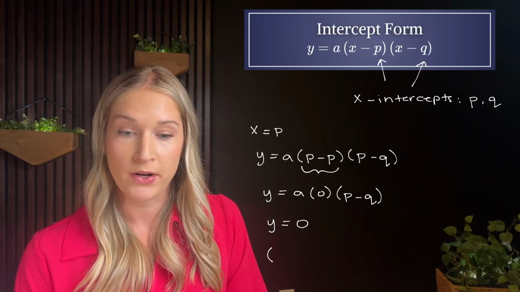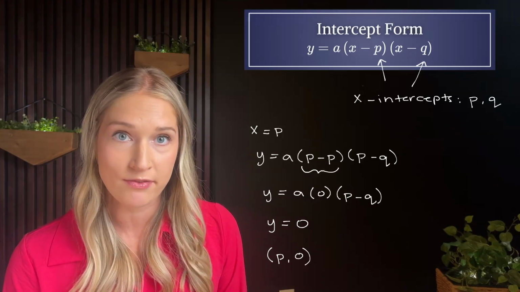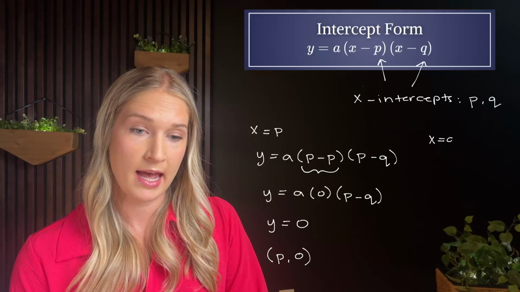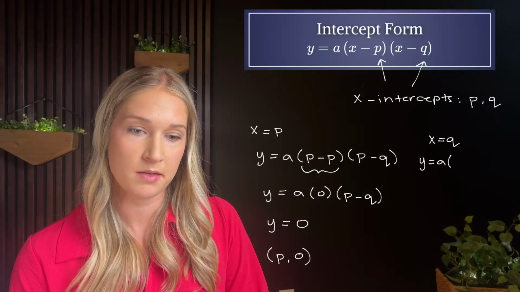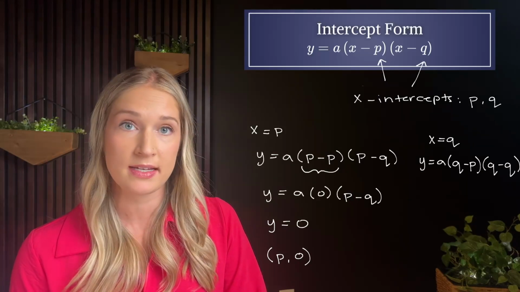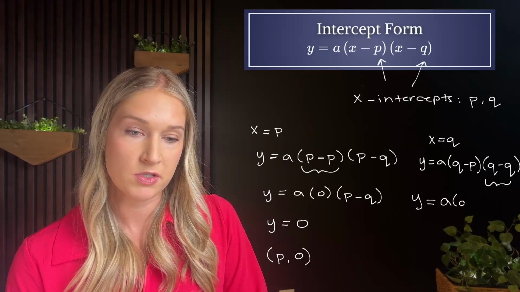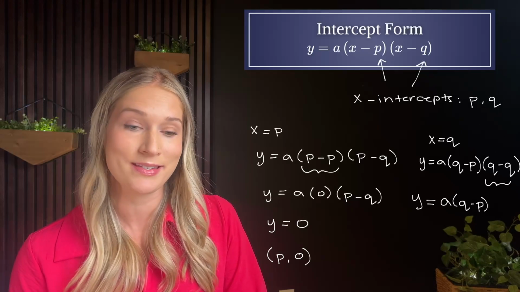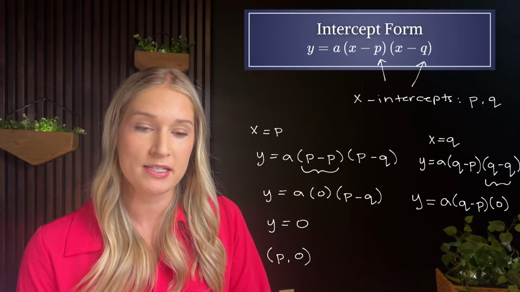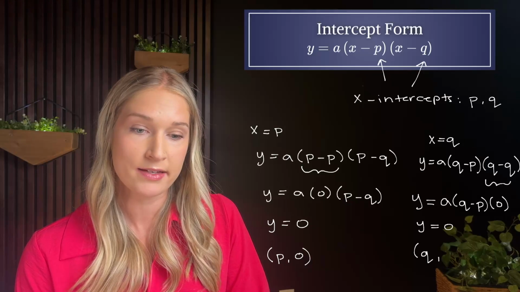So I have the point where x is p and y is 0, meaning that this is an x-intercept of my graph. And the same thing's going to happen if I plug in a q. If x equals q, we have y equals a times q minus p times q minus q. And again, the only piece I can simplify here is that third factor of q minus q. A times q minus p, and then q minus q is 0. So I don't care what a is, I don't care what q minus p is, we're multiplying by 0, which means that y is going to be 0, and my second intercept is q for x and 0 for y.